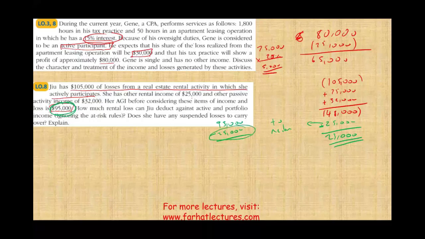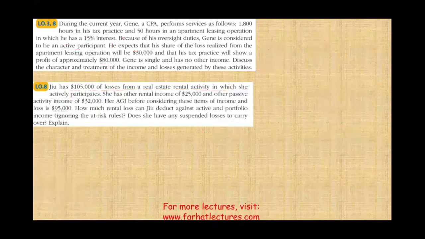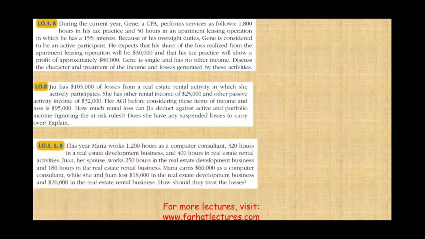Okay, so again, the 25,000 is a really big deduction. It's a decent deduction. Basically, you reduced your income by more than 25%, so you reduced your taxes by more than 25%, which is a really, really good deduction. Again, this is designed for mom and pop. Okay, let's take a look at one more example. This year, Maria works 1,200 hours as a computer consultant, 320 hours in a real estate development business, and 400 hours in real estate rental activities. So let's look at Maria. Let's do this in red.